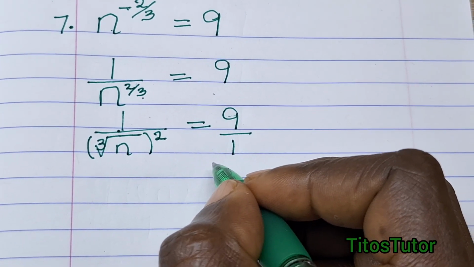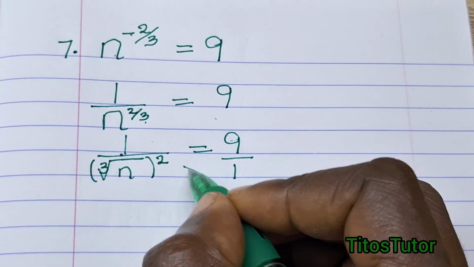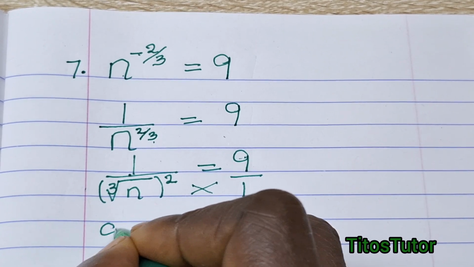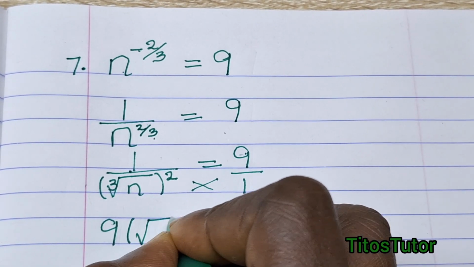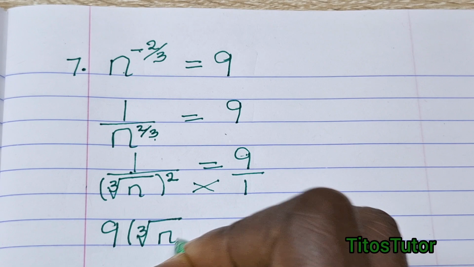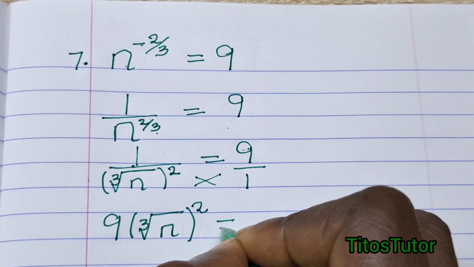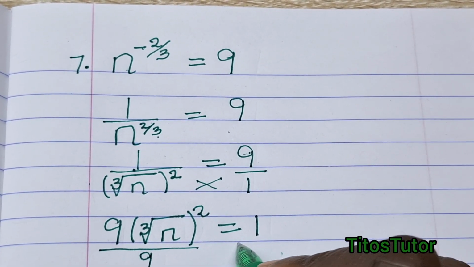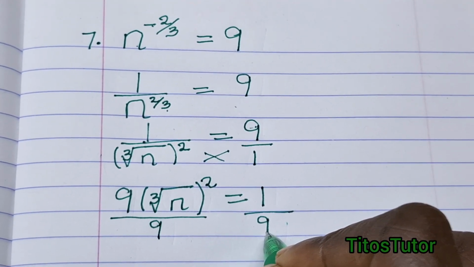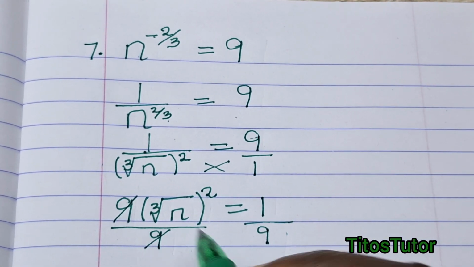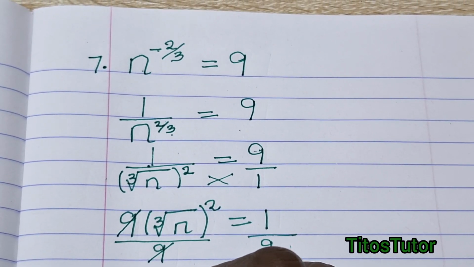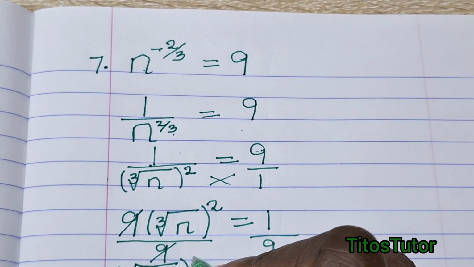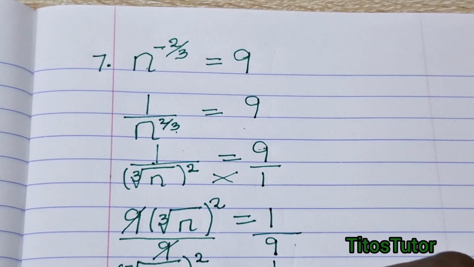When two fractions equate each other, you cross multiply. So we're going to cross multiply. 9 times all of these is 9. I'm still going to put them in n. Cube root n squared is equal to 1 times 1 is 1. I'm going to divide all through by 9, so that 9 cancels 9. I have the cube root of n, all raised to the power of 2, is equal to 1 over 9.